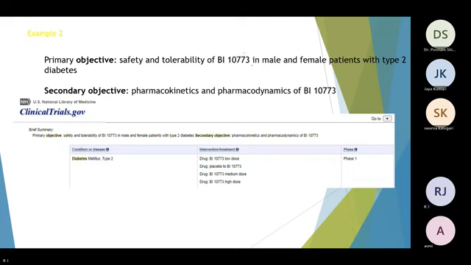BI100773 is a drug that I am going to test to determine the safety and tolerability in patients with type 2 diabetes. This is my primary objective, my primary goal, a primary research question. But along with this, I can also determine the pharmacokinetics and pharmacodynamics of this drug. That might be my secondary objective, my secondary questions.